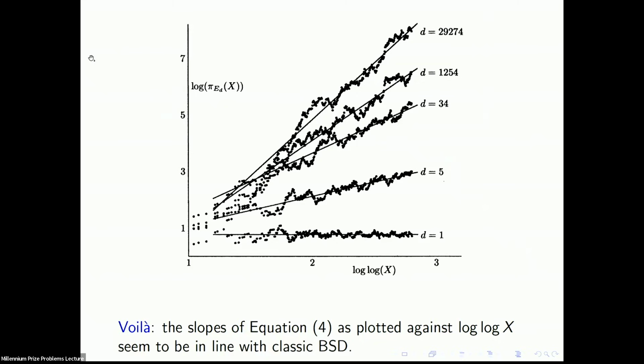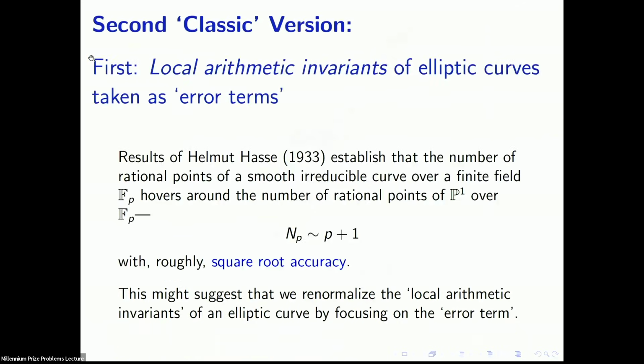And by golly, the slopes there correspond to the ranks of the 5 curves. The data for each of the 5 curves looks like the data is hovering around the line of the appropriate slope. So all of this seems to be in line with classic BSD.